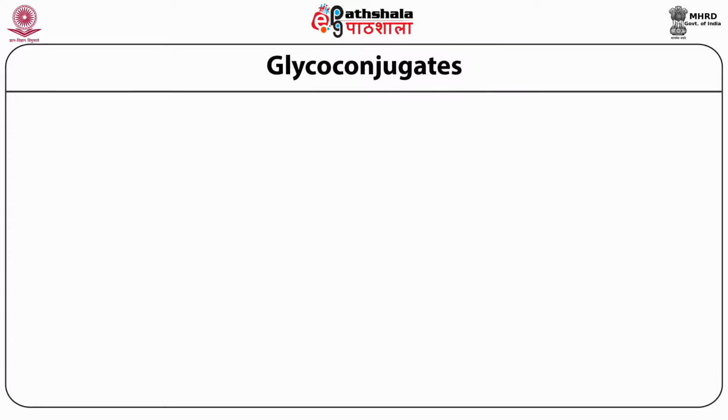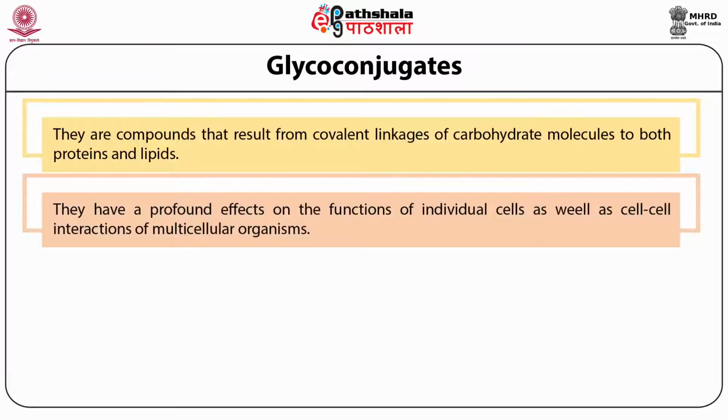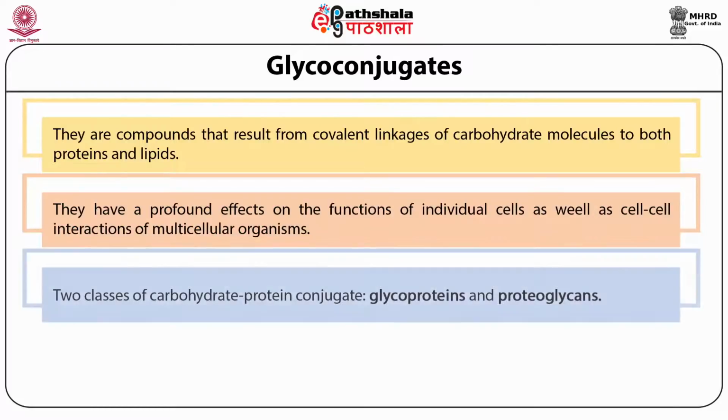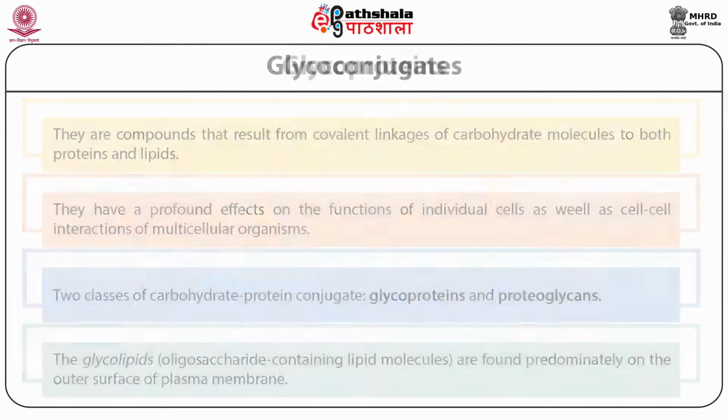Glycoconjugates are compounds that result from the covalent linkage of carbohydrate molecules to both protein and lipid. They have profound effects on the function of individual cells as well as cell-cell interactions in multicellular organisms. There are two classes of carbohydrate-protein conjugates, glycoproteins and proteoglycans. The glycolipids are found predominantly on the outer surface of the plasma membrane.